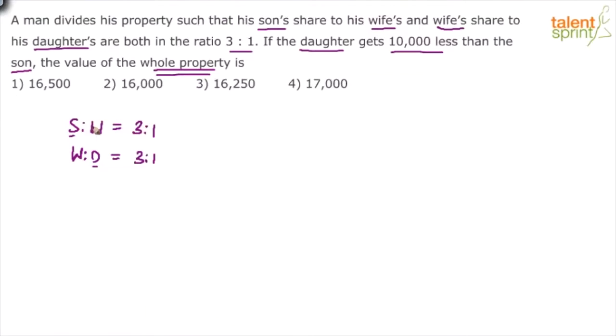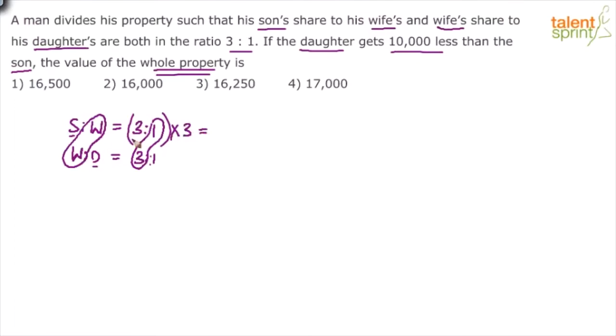See, what is common here in both the ratios? W is common. If you look at the values here in terms of ratio, it is 1 and 3. Now for you to be able to combine the two ratios, both the parts must be equal in number. Here we have got only one part for wife in the first ratio. In the second ratio, we have got 3 parts. So what we do is try to make both of these equal.